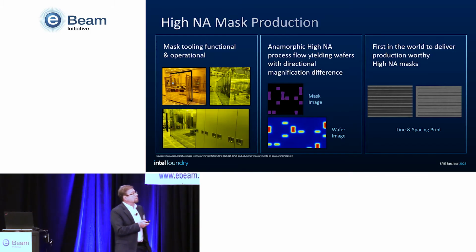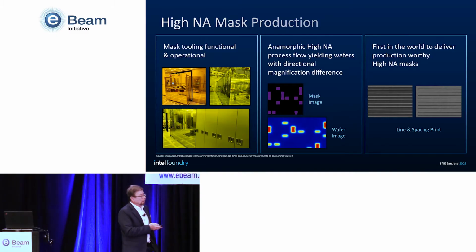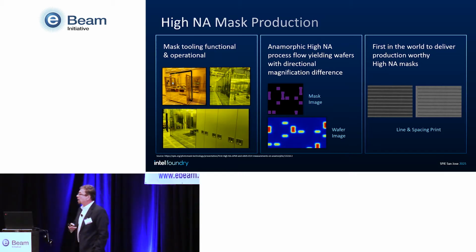And in the middle picture, I show the anamorphic high-NA process. This image here shows the CAD. I don't know if the lights can be dimmed a little bit, but you can see the features that are 8x in one axis. And when they go on the wafer, they shrink, and the other direction. And this is the same feature, gets shrunk by 8x. And these are some of the images. And basically, we are the first in the world to make high-NA mask for high-volume production. And I'll show you a little bit how we do that.